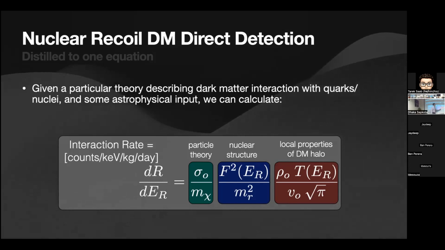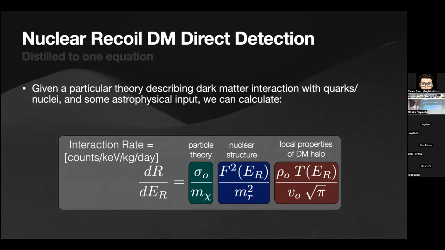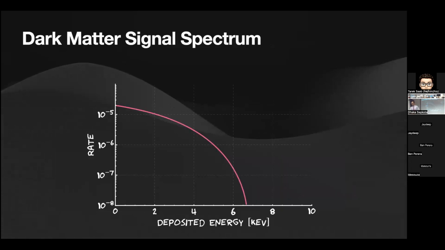And then finally, there is a term that tells us about the astrophysical properties of the dark matter distribution. So what is its velocity distribution? What is its local density where we are here on Earth, or wherever you happen to put your detector? And so all of these three terms go together to produce the interaction rate that you would expect to see in your detector as a function of energy, the differential interaction rate.